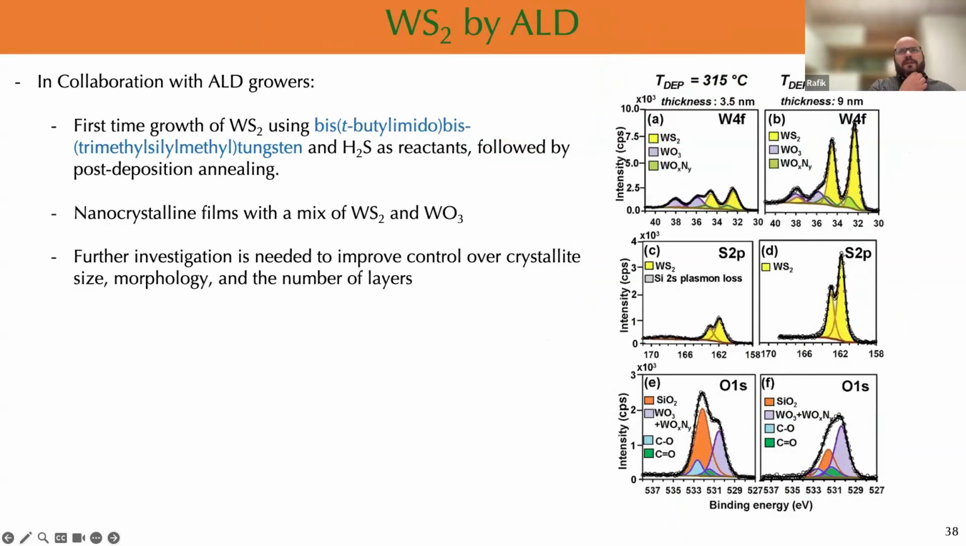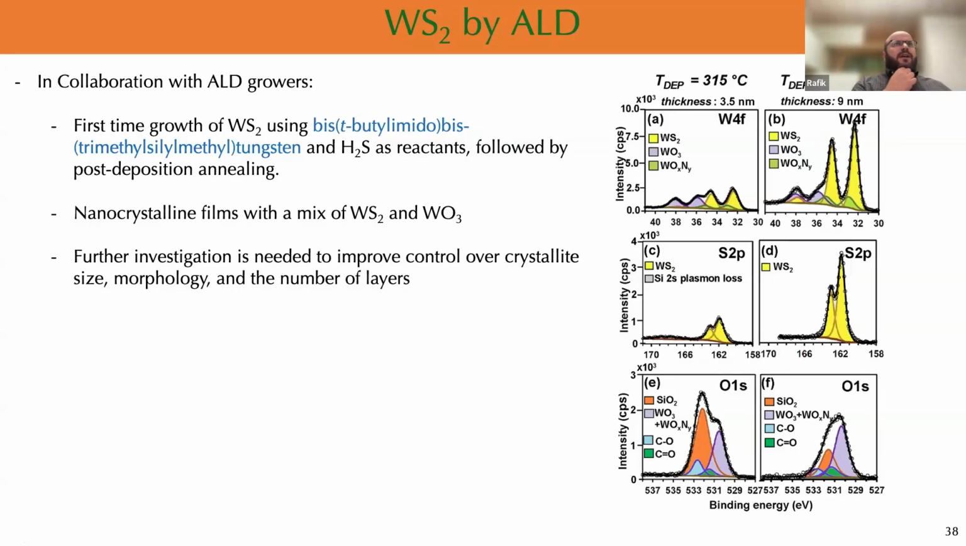For ALD, this was done at Oregon State University in collaboration with the electrical engineering department, where this is the first time they tried to use this precursor to grow tungsten sulfide using H2S. They needed help to tell them if they are really growing tungsten sulfide and what the level of tungsten oxide is, or what other contamination or impurities there are.